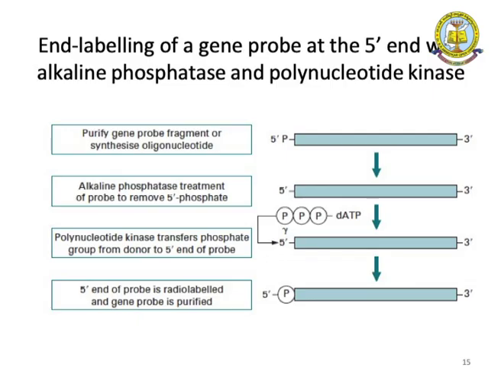In case of the 5 prime to 3 prime end, purify the gene probe fragment or synthesize oligonucleotides. Alkaline phosphatase treatment of the probe removes the 5 prime phosphate. Here polynucleotide kinase transfers the phosphate group from the donor to the 5 prime end of the probe. The 5 prime end of the probe is radio labeled and the gene probe is purified.